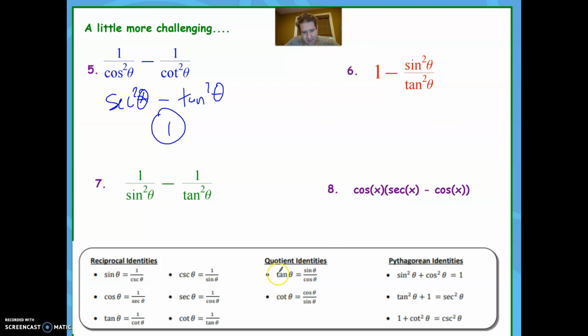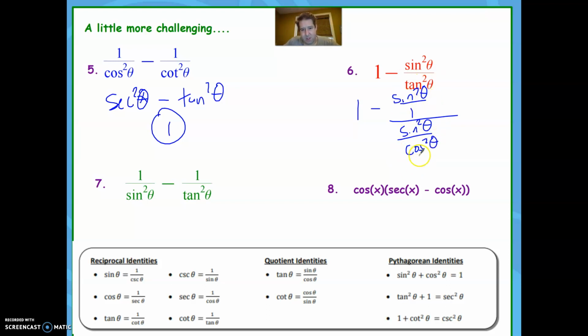Okay, so I know I can change tangent to look something like cosine. So maybe that's the way I want to go about doing this. So that would be 1 minus sine squared of theta over 1. I just want to put the top over 1. And then tangent squared is the same thing as sine squared of theta over cosine squared of theta.